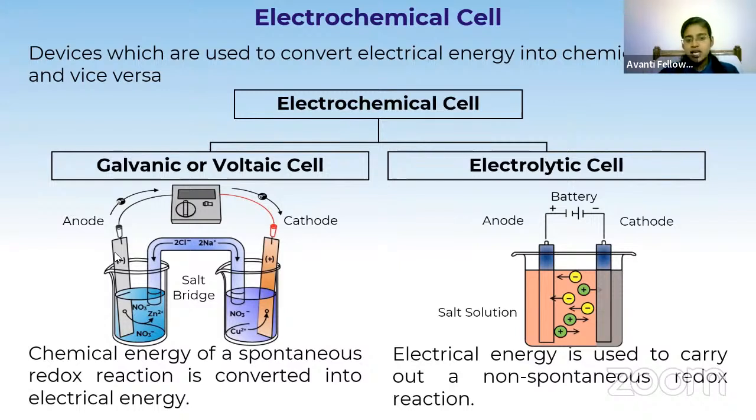Spontaneous means the reaction will happen on its own. You just need to start the reaction, and it keeps on going. But non-spontaneous means each and every time you have to start the reaction, then only it will happen. Each and every time you have to switch on the thing, and then only the reaction will happen. Then only the anions will move towards anode and cations will move towards cathode. So these two are the electrochemical cells.